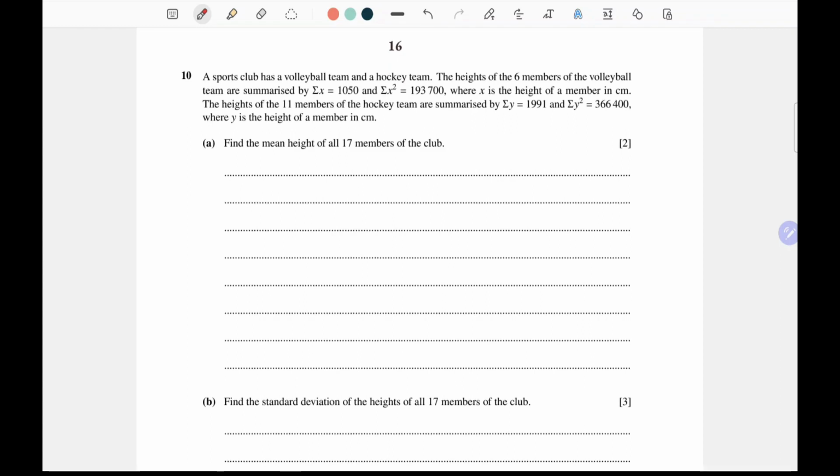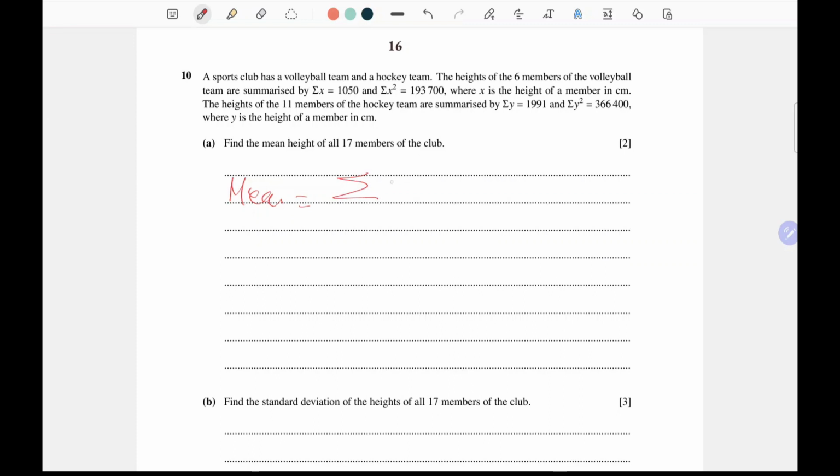Okay, so now question number 10. A sports club has a volleyball team and a hockey team. The heights of the 6 members of the volleyball team are summarized by sigma x and sigma x square, where x is the height of a member, and the heights of 11 members of the hockey team are summarized by sigma y and sigma y square. Calculate the mean height of all 17. So it's again a very simple question, guys.